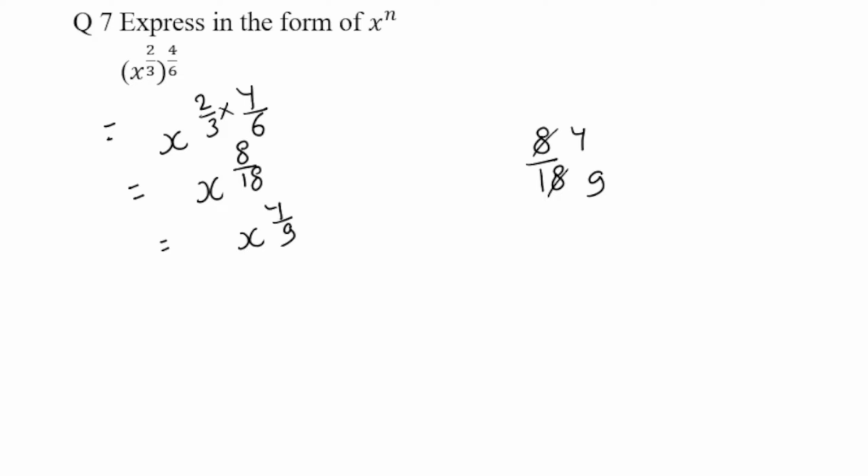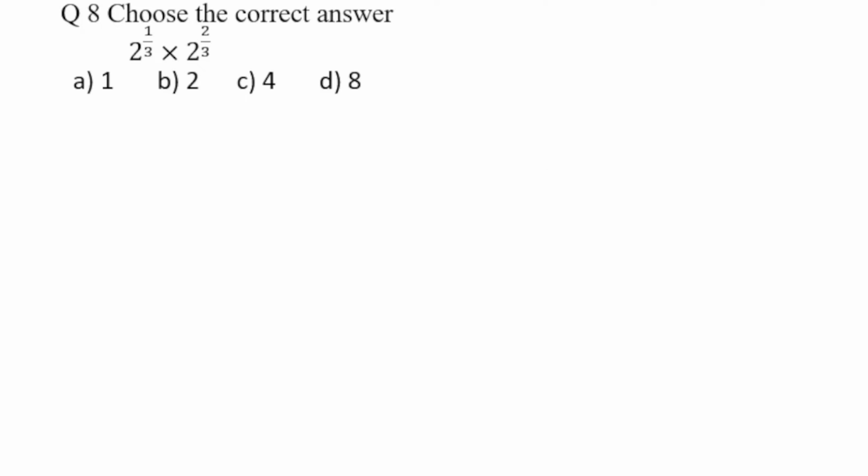Now move to question number 8. Choose the correct answer. 2 to the power 1 by 3 multiply 2 to the power 2 by 3. Okay, we have the same base 2. If we have the same base, power is added. That means 2 to the power 1 by 3 plus 2 by 3.